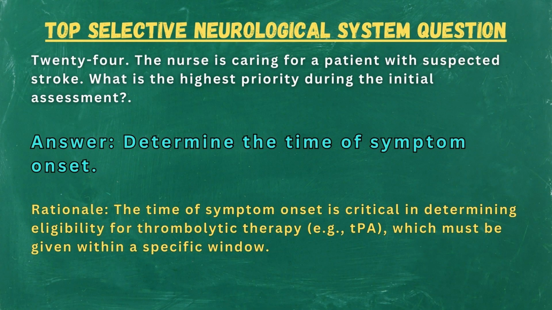24. The nurse is caring for a patient with suspected stroke. What is the highest priority during the initial assessment? Answer: determine the time of symptom onset. Rationale: the time of symptom onset is critical in determining eligibility for thrombolytic therapy, e.g., tPA, which must be given within a specific window.